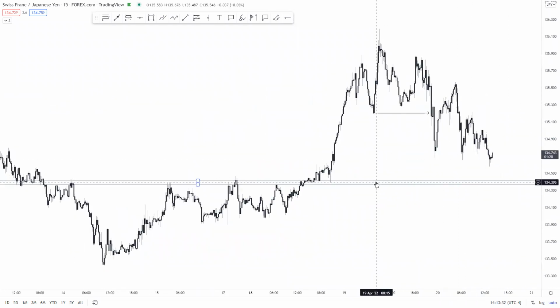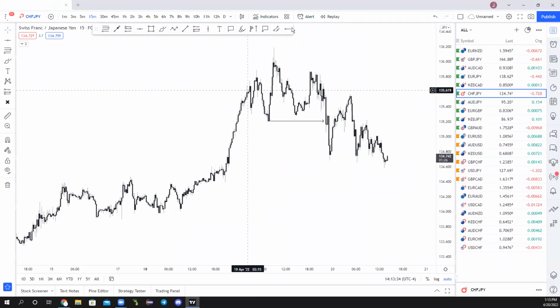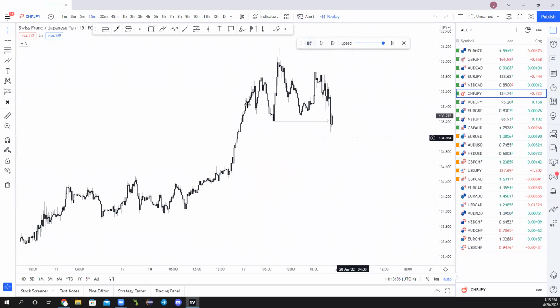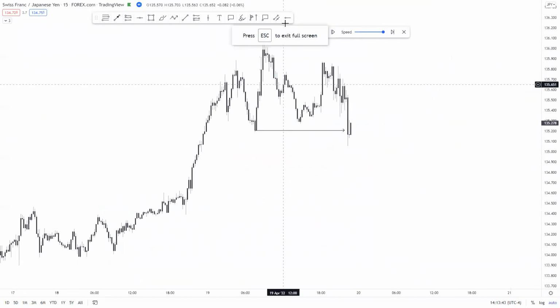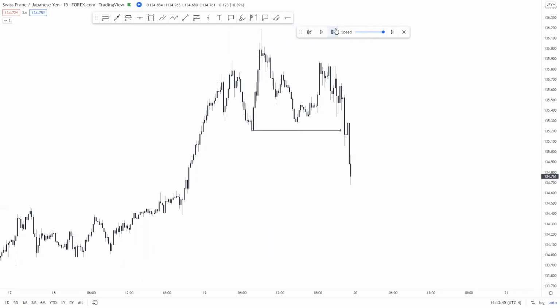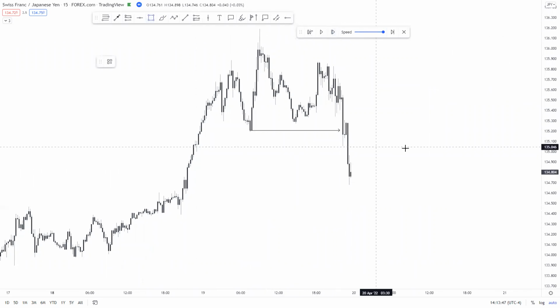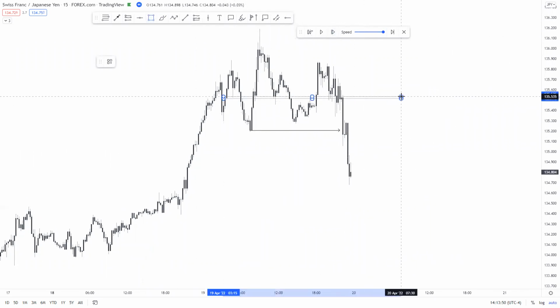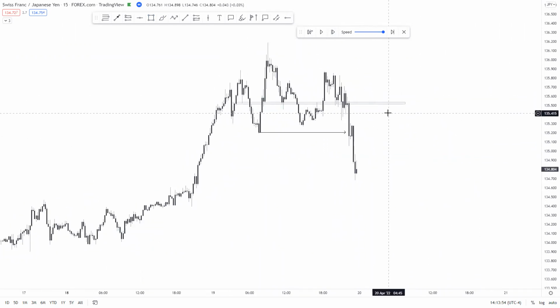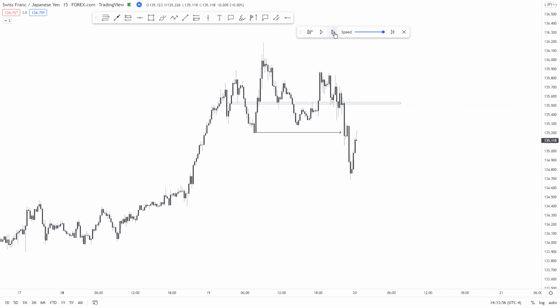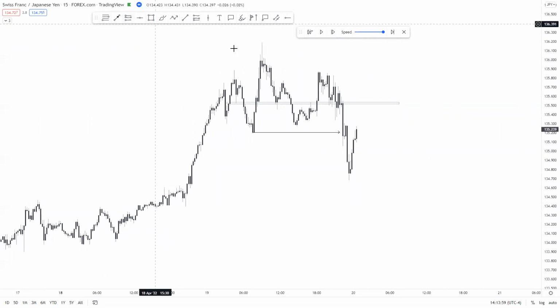So after we had this break of structure, I'm going to do bar replay. After we have this break of structure, I'm going to start looking for areas of interest that I can start selling from. So we get a clear break of structure. Now, immediately I'm looking at this level, but I'm also looking up here because this area had a lot of sensitivity and there's an efficiency here. So that's an area that I would be comfortable selling off of.